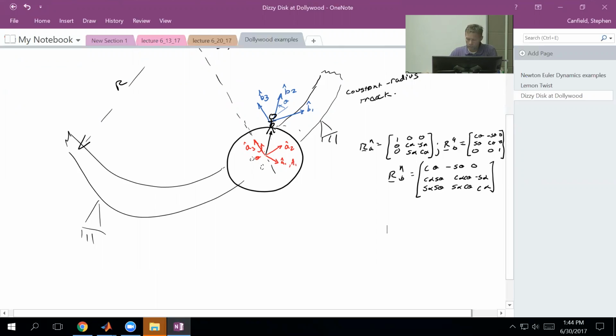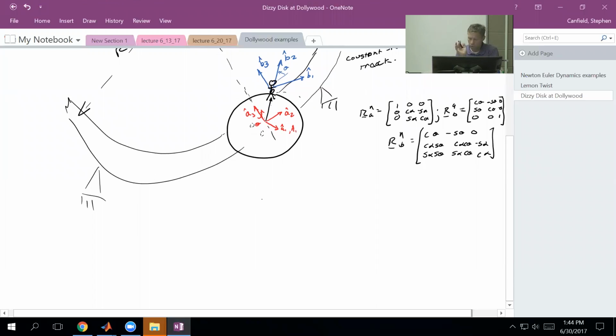Okay, let's next move. To do Newton-Euler equations, we need the angular velocity and acceleration of the body fixed frame relative to the N frame. And we're going to need the velocity, and frankly the acceleration, of the center of mass. We'll call that G for this guy. So let's first derive those.